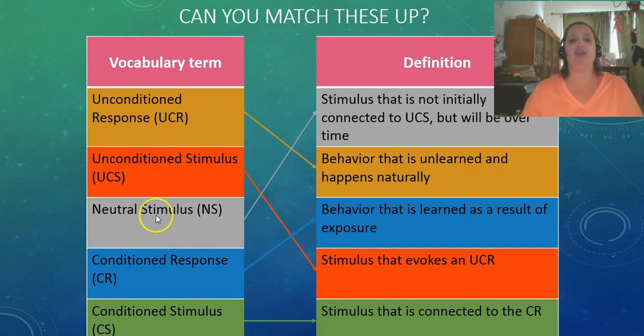The neutral stimulus is always presented with the unconditioned stimulus, and it's one that's not necessarily initially connected to it, but it will be over time. In the case of baby Albert, it was the white rat. The conditioned response is the behavior that's learned as a result of the exposure to the unconditioned stimulus, and the conditioned stimulus is the one that is connected to the conditioned response. So the white rat, over time being paired with the unconditioned stimulus of the loud noise, becomes the conditioned stimulus, and the conditioned response for baby Albert became crying at the sight of the rat.